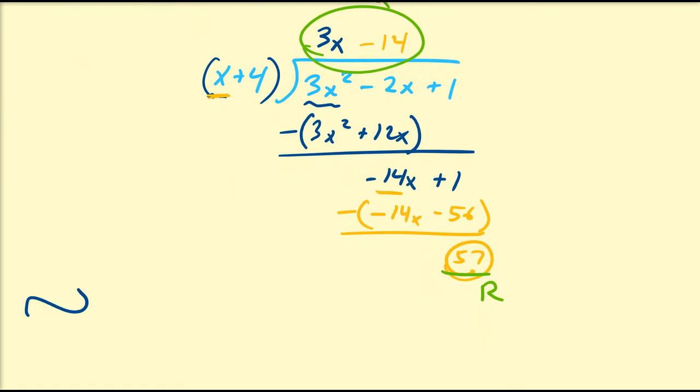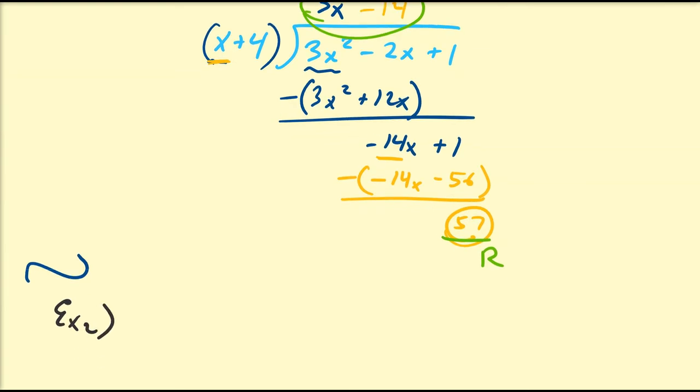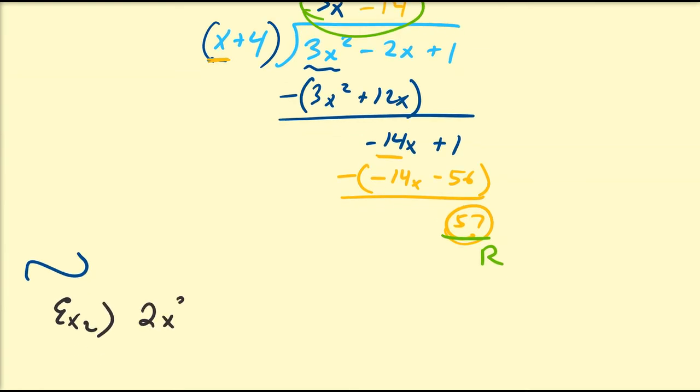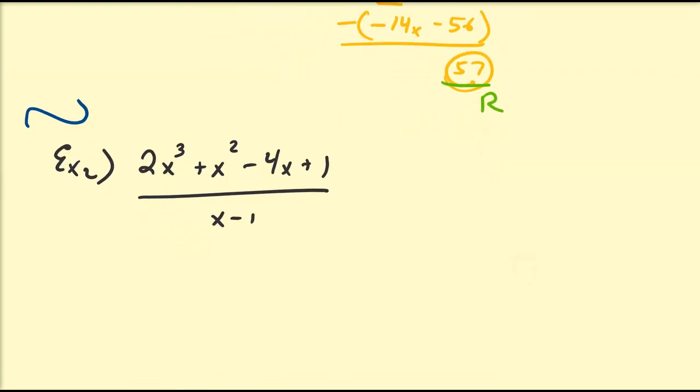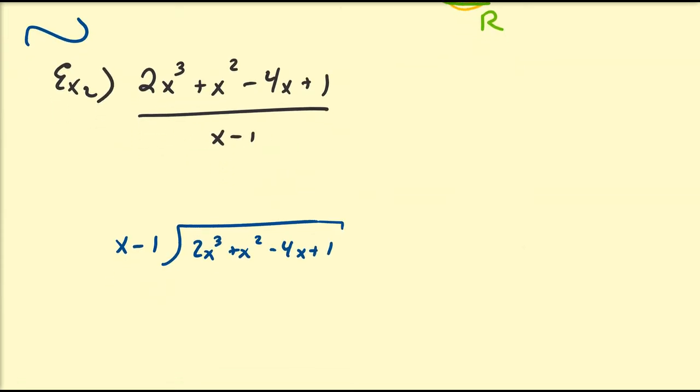Let's work through a couple more examples just to make sure that we're comfortable with this. So let's do 2x cubed plus x squared minus 4x plus 1, all divided by x minus 1. So again, x minus 1 is going to go on the left, and the other is going to go on the inside. It's important that you have all of the powers of x here, and I'll discuss what happens when you don't in the next example.